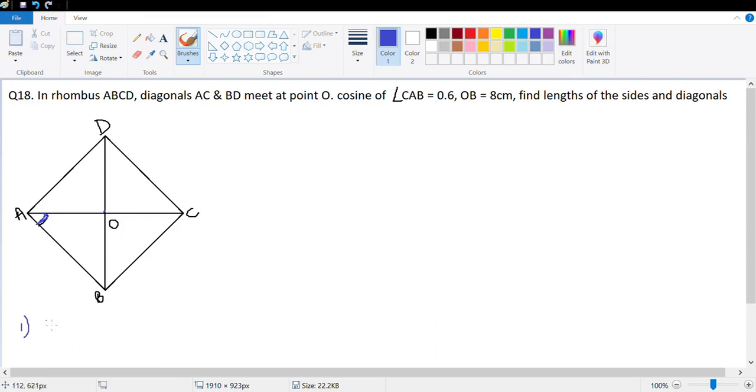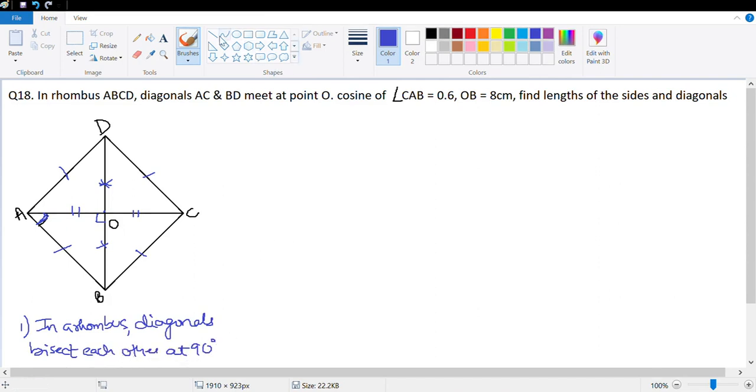Now we know a property that in a rhombus, one, all sides are equal. Next, the diagonals bisect each other at right angle, which means this is a right angle, which means AO and CO are equal, and DO and BO are equal. So let's just write that down. In a rhombus, diagonals bisect each other at 90 degrees. So this is something which is very important. You will need to know this and remember this for you to be able to apply anything in this chapter.